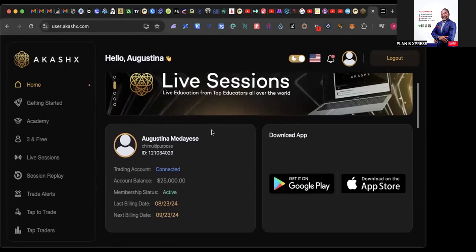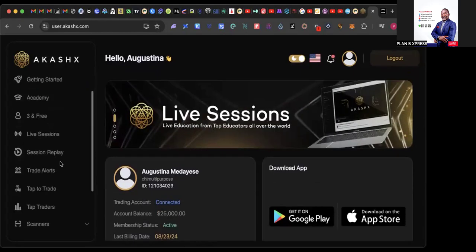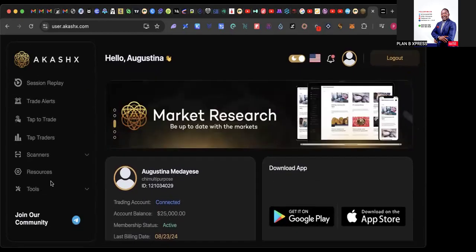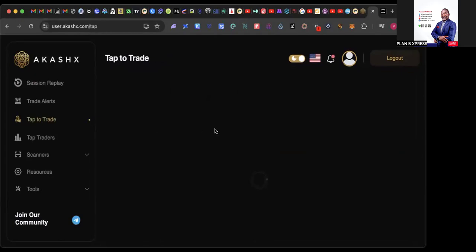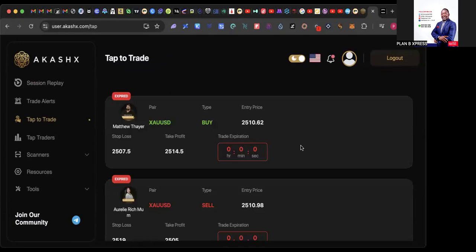So quickly, let me show us a few things. If you're on your mobile, all these tabs will be below your activity. So I just want to use a laptop. So, tap to trade. How to use the tap to trade? You have seen a video that showed you how to use the tap to trade.